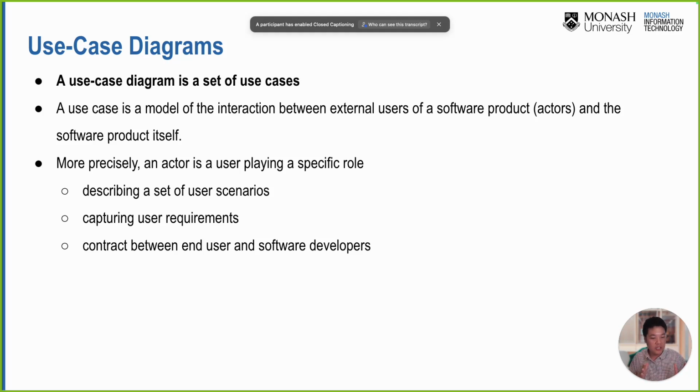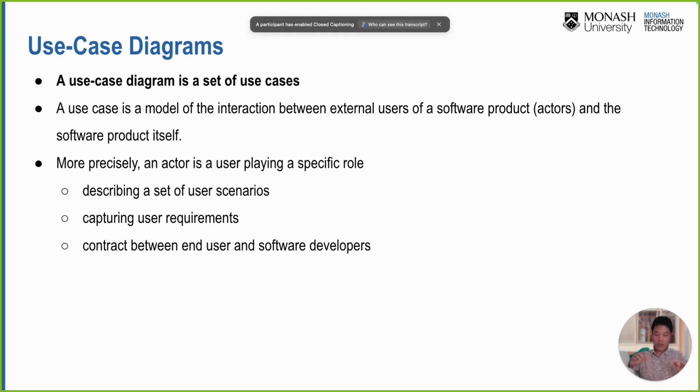And the purpose of the use case diagram is to summarize what the total number of use cases in the software system is, okay? And you define the boundary, that kind of thing. So a use case diagram is a set of multiple use cases, okay? The diagram captures multiple use cases, and the use case is a model of the interaction between the external users and the software product itself.